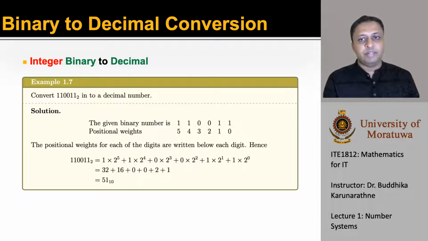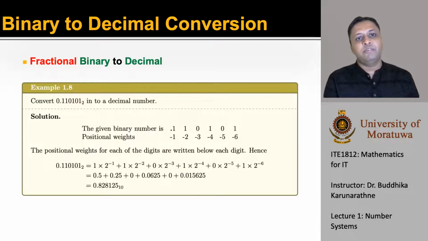So how do you get the decimal number eventually? 1 times 2 to the power 5 plus 1 times 2 to the power 4, 0 times 2 to the power 3, 0 times 2 to the power 2, 1 times 2 to the power 1, and 1 times 2 to the power 0. You add up all these values, which are in decimal format, and you get 51 in the decimal number system. So that's how you convert an integer binary to decimal.